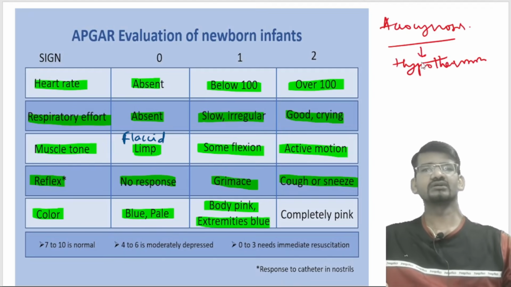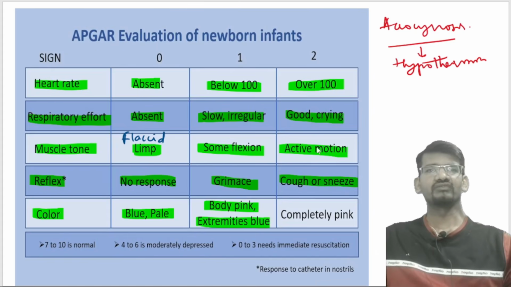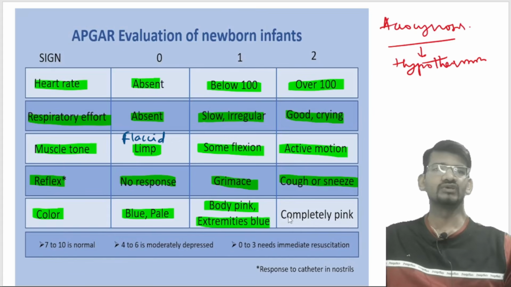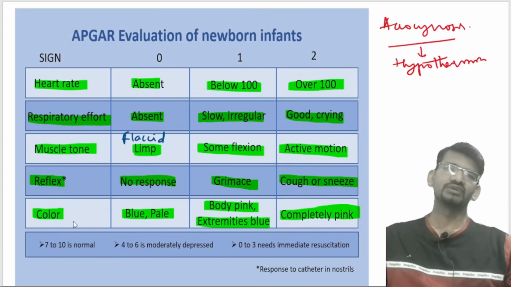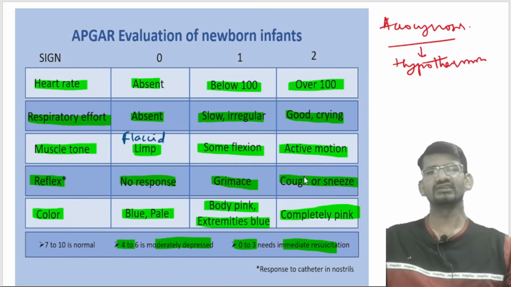Hypothermia in the baby. So the baby's body is pink and extremities are blue, and if the body is completely pink, then we give a score of 2. Like this we do a scoring system of the baby. If the score is 7 to 10, then absolutely normal, and if the score is between 4 to 6, then moderately depressed, and 0 to 3, then the baby needs an immediate resuscitation.